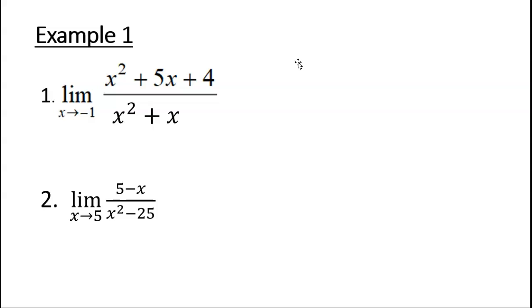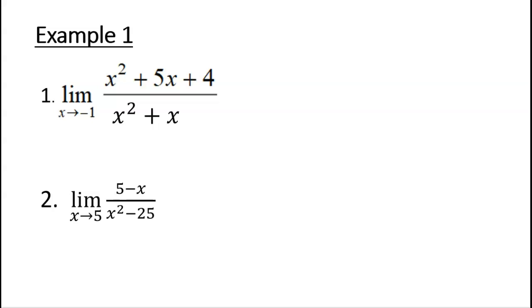Let's do an actual example problem now. For all of these problems, I'm asking you to find the limit at a certain value of x. And for all of them, if you were to try direct substitution, you would end up with no solution because direct substitution is not going to work. So we're going to have to remove the discontinuity. And the strategy we're practicing today is factoring. Okay, let's get started.